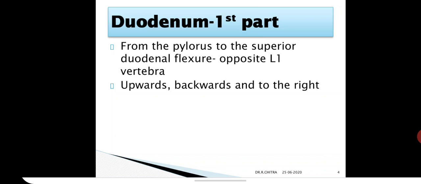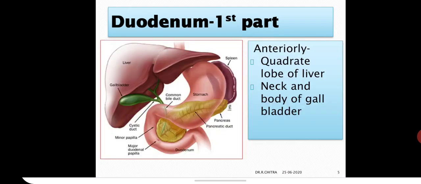So the pylorus of the stomach lies at L1, fundus of the gallbladder lies at L1, and this superior duodenal flexure, hilum of the kidneys. So many structures lie in this level, transpyloric plane. So you should remember this L1 level. What is the direction of this first part? Upwards, backwards, and to the right. So are you seeing in this first part of the duodenum, which is the continuation of the pylorus of the stomach?